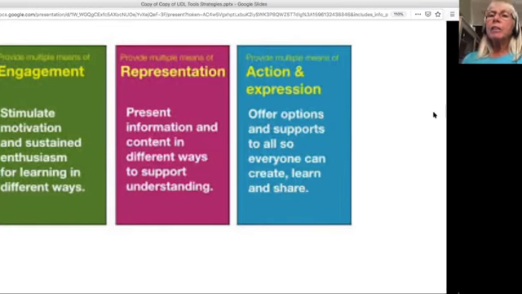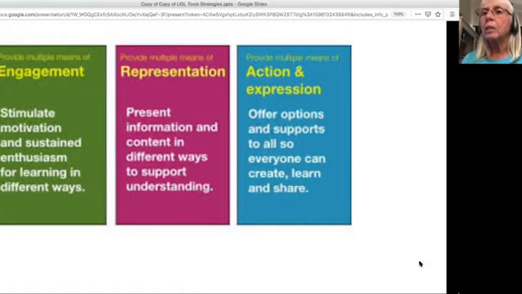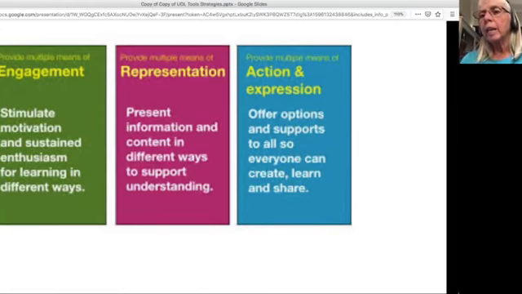Second one is provide multiple means of representation, because you're going to have students who do have physical disabilities. I've had kids with vision disabilities, who were in wheelchairs, who had grand mal seizures occasionally. So we have to keep that constantly in mind. How can I present this in multiple ways? And then multiple means of action and expression. Offering options and supports so everyone can learn and share and create.